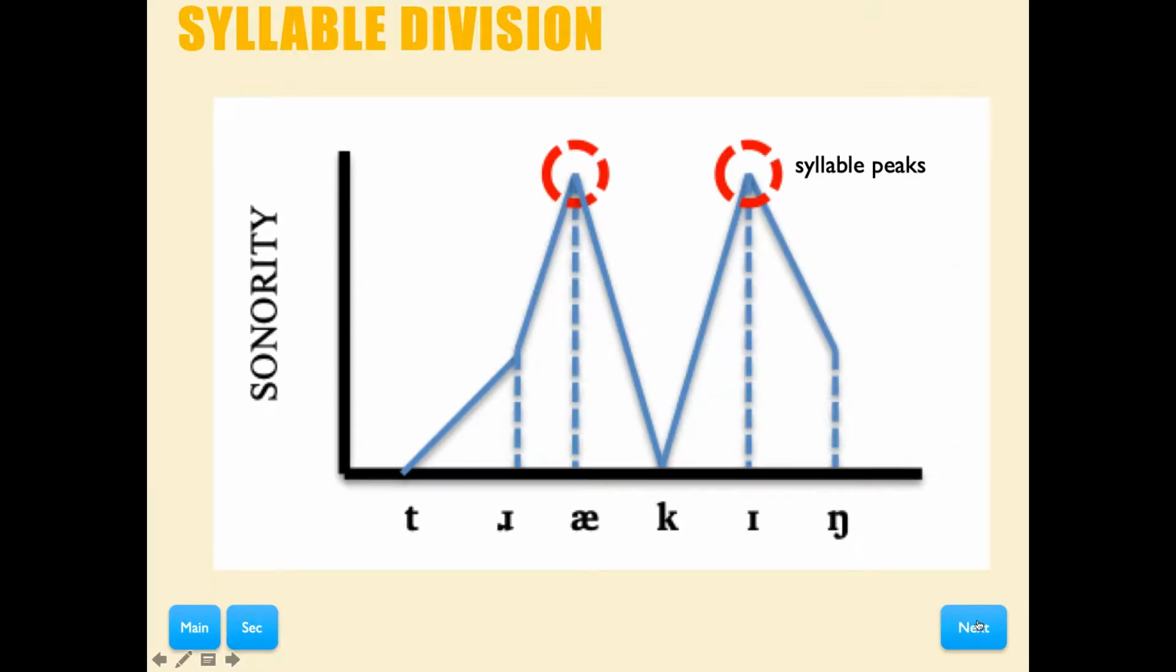For example, in the word tracking, there are 2 vowels, and because they are the most sonorous elements, they are in the upper range of the sonority scale, and we call these syllable peaks. Depending on the number of syllable peaks that you find in a word, you will find a number of different syllables. You have 2 sonority peaks in the word tracking, so that tells you that you have 2 syllables.